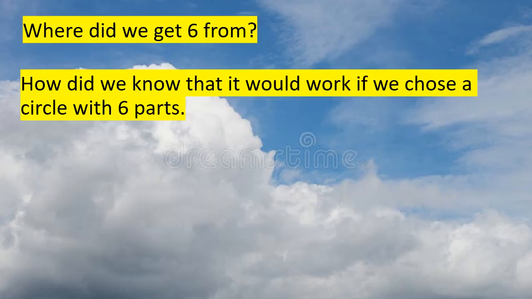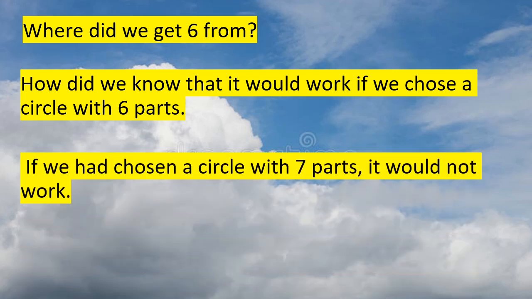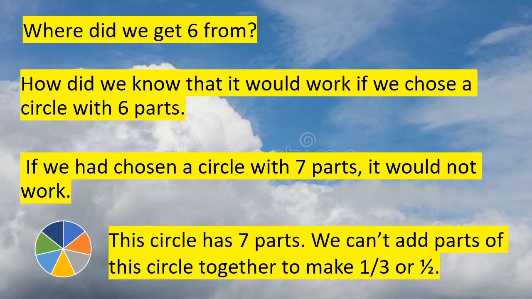Where did we get 6 from? How do we know that it would work if we chose a circle with 6 parts? If we had chosen a circle with 7 parts, it would not work. This circle has 7 parts. You can't add parts of this circle together to make 1 by 3 or 1 by 2.